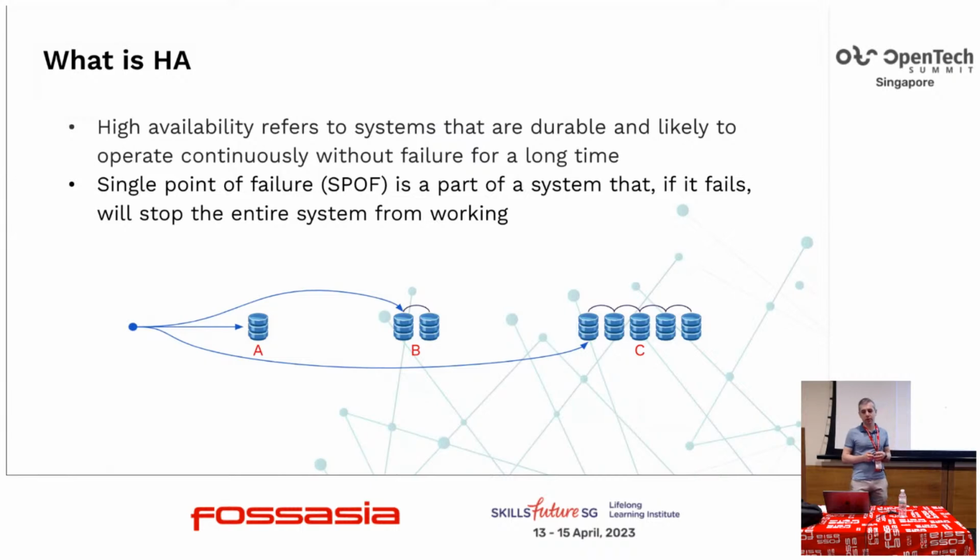High availability usually refers to systems that are durable and are likely to operate without a failure for a long time. If we take a look at the systems on this diagram, like system A, B, and C, if there is an application connecting to system A, which is a database, and this database fails, then the entire system fails. It means system A doesn't have any fault tolerance. As soon as this database fails, the entire system is down.